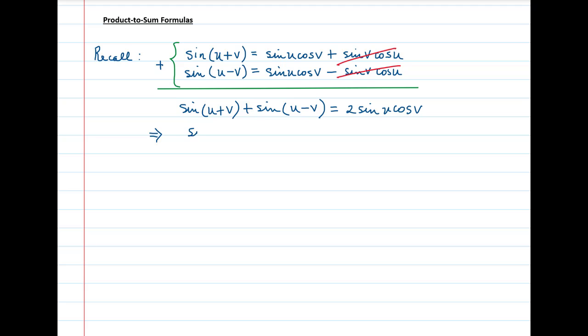All I have to do here is just switch the two sides and then divide everything by 2. So that 2 moves to the other side as a 1/2. And we end up with sine u times cosine v is equal to 1/2 the sum of those two sines, sine of u plus v plus sine of u minus v. And there we have it. This is our first product to sum formula, where you have a product of a sine and a cosine, and you change it to a sum of two sines.